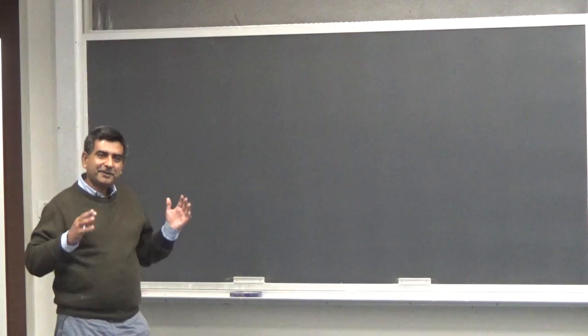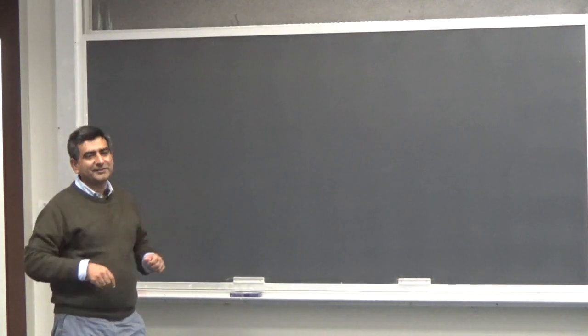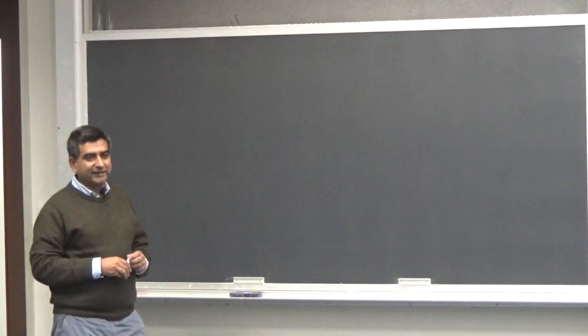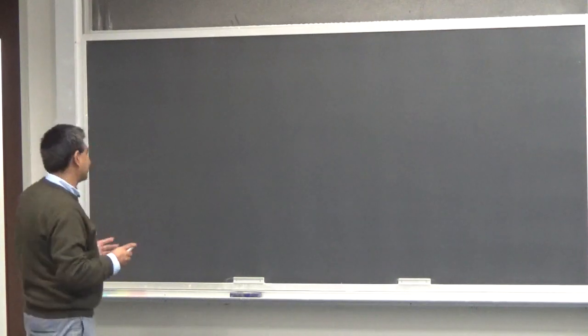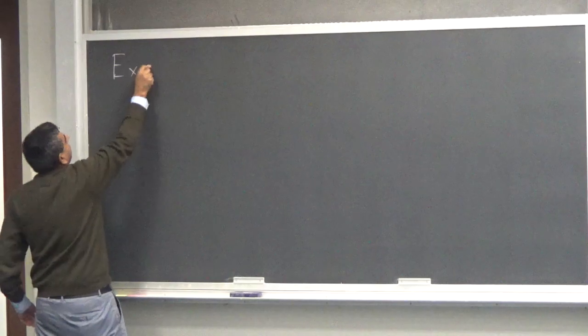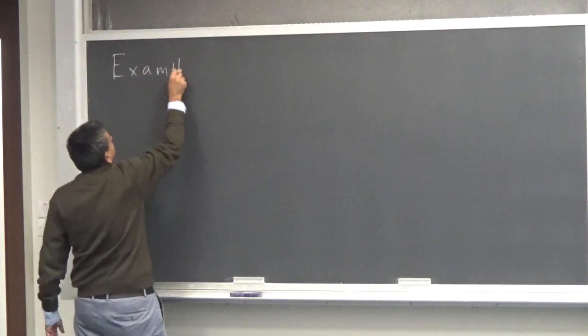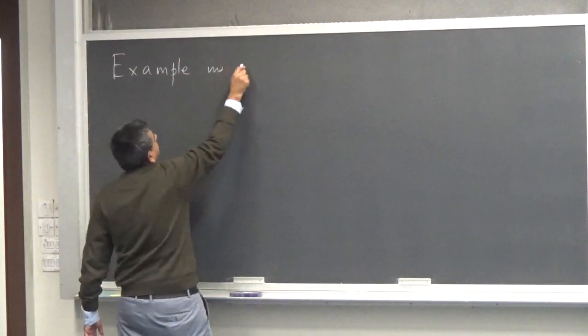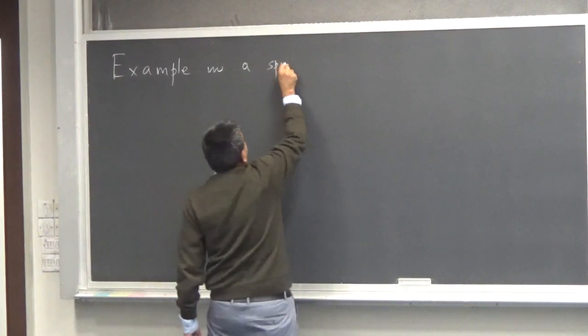Cast in a physically manifest setting. So let me explain what this means. So we're going to look at an example in a spin half particle.